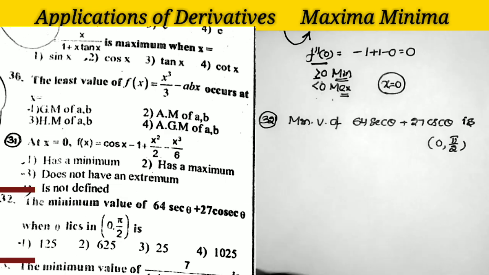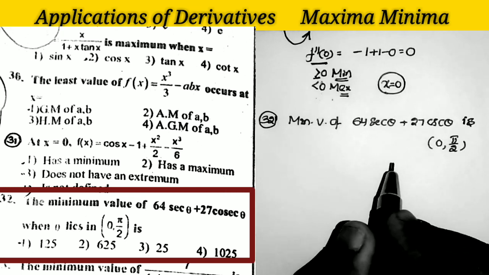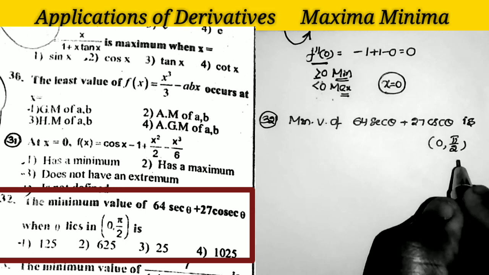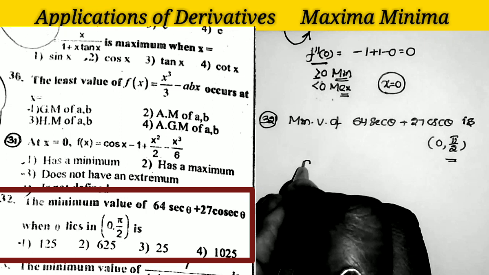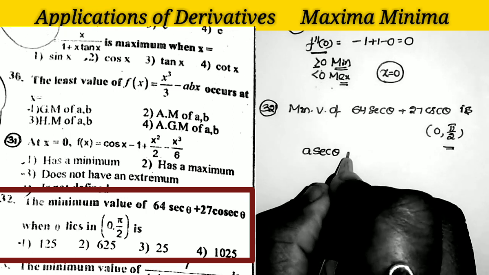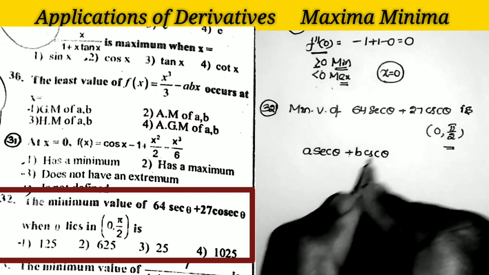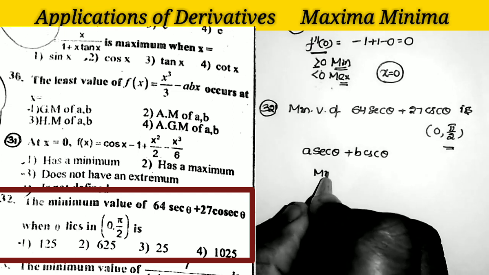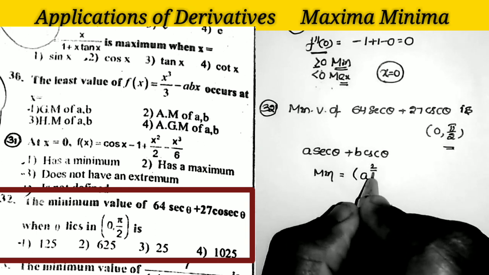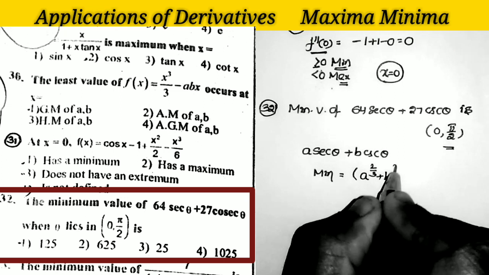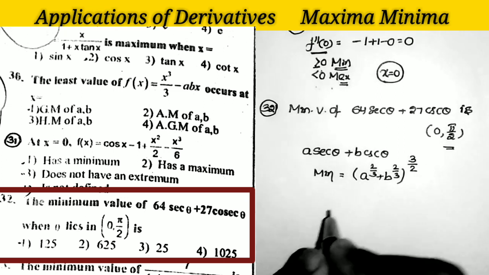Next problem, sum number 32. The minimum value of 64 secant theta plus 27 cosecant theta, when theta belongs to 0 to pi by 2. So we want the minimum value of this expression. Observe that the given expression is in the form of a secant theta plus b cosecant theta. And the minimum value of this expression, we have one direct formula, that is (a power 2 by 3 plus b power 2 by 3) power 3 by 2. So applying this formula to get the answer.